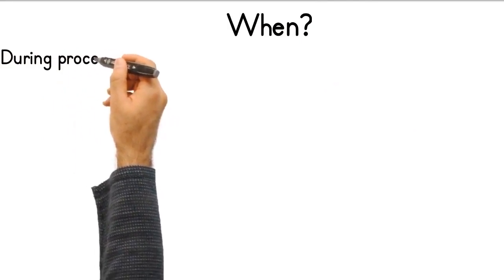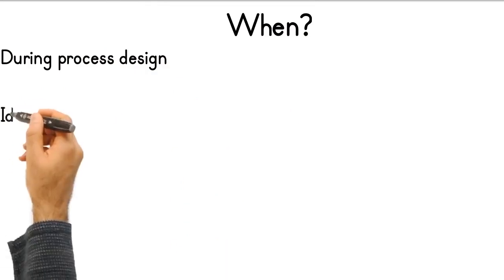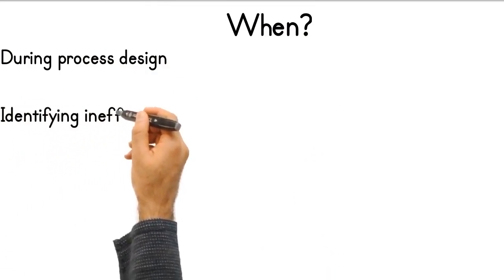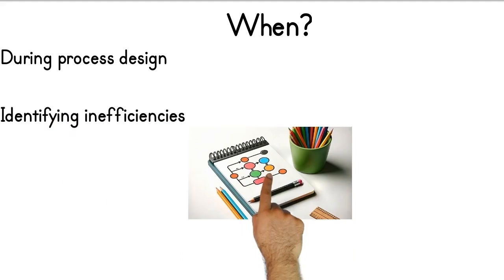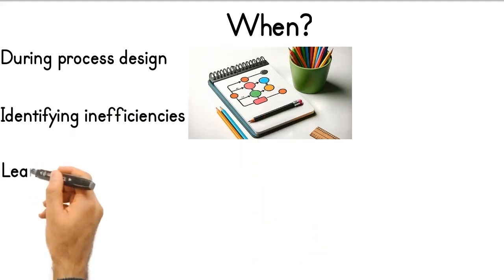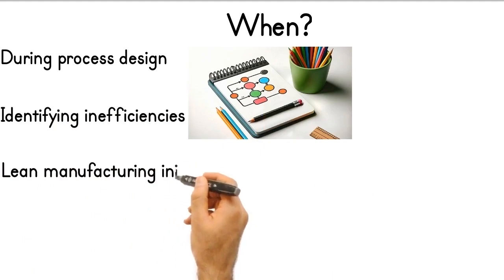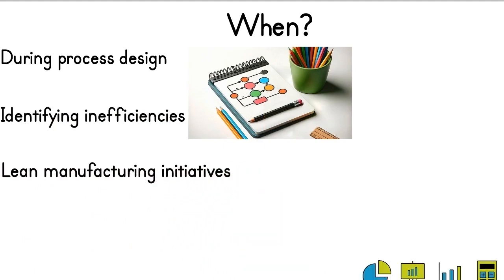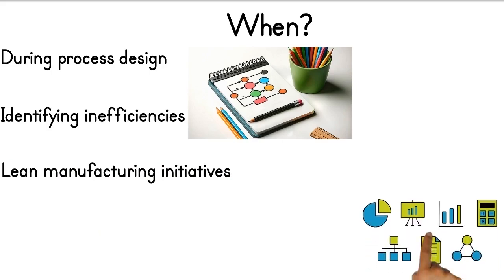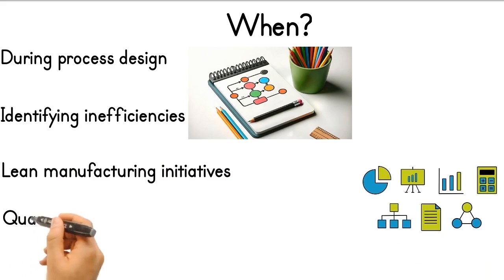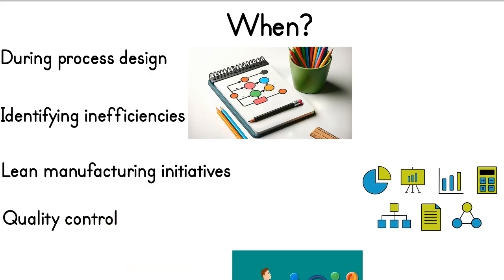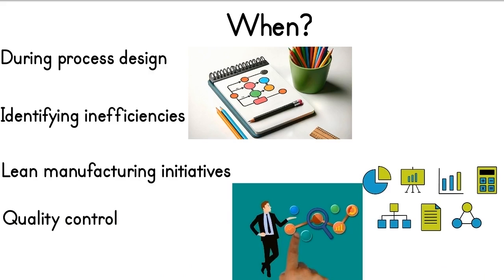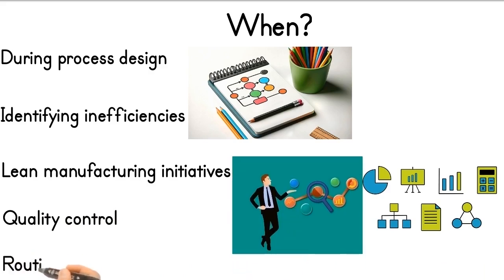Material loss reduction is a continuous process that should be applied at every stage of production and supply chain management. Key moments to focus on include: during process design, when designing production systems or workflows, strategies to minimize material loss can be integrated into the design stage. When identifying inefficiencies, when material loss becomes apparent due to excess waste or inefficiency in production processes, corrective measures are needed. In lean manufacturing initiatives, lean practices, such as just-in-time (JIT) and total productive maintenance (TPM), often focus on reducing waste and improving material utilization.